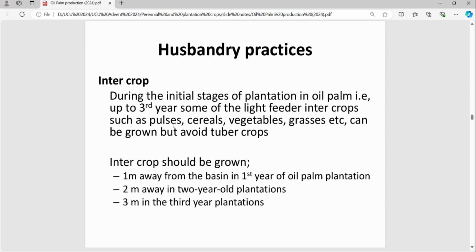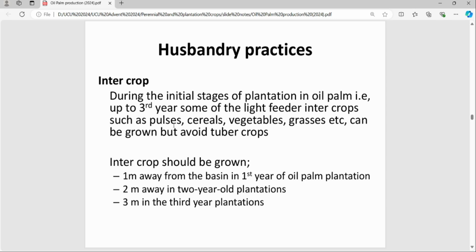But we can also do intercropping in the early years of development, but it's also recommended that we only plant pulses, cereals, vegetables, and grasses, which do not grow so big, which do not overcompete with the oil palm plants. So if you want to plant heavy feeders, it is not really recommended for you to intercrop them into the oil palm plantation.